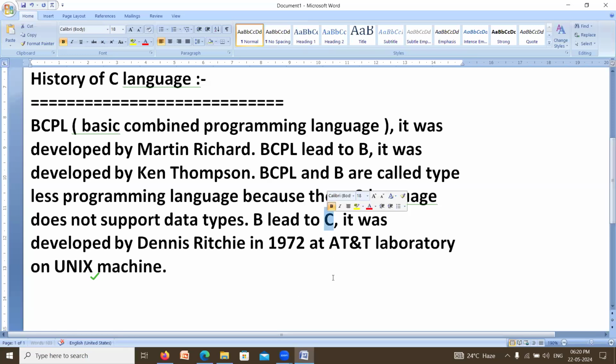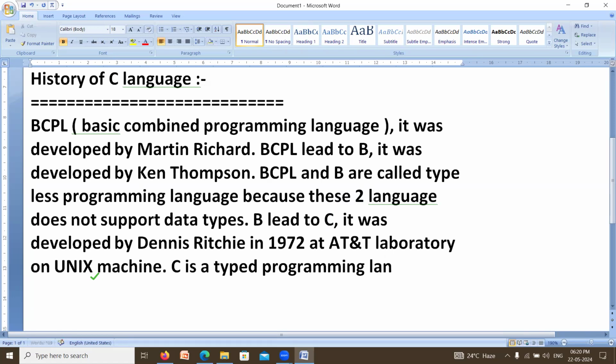Actually, C supports data types. So it is a typed programming language. C is a typed programming language. That is about the history of the C language.